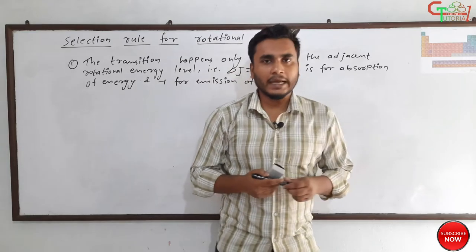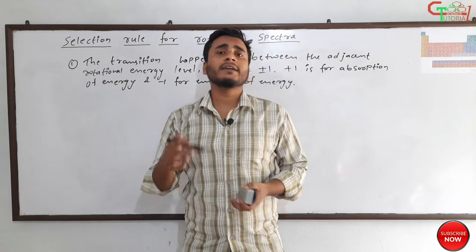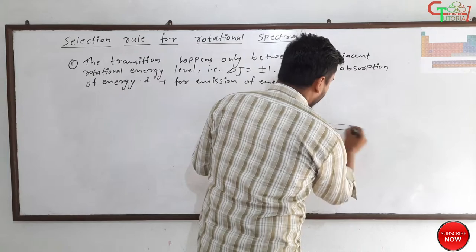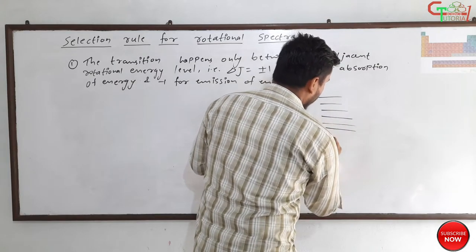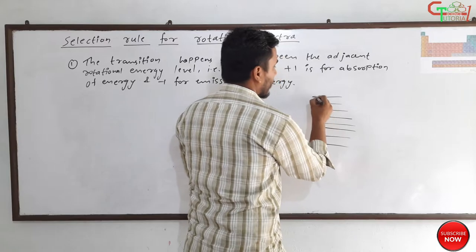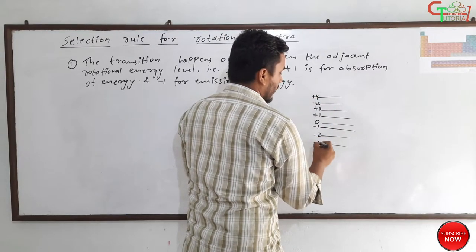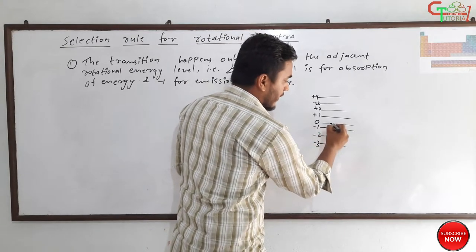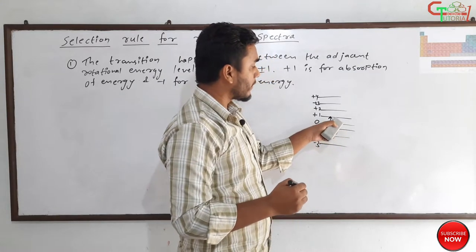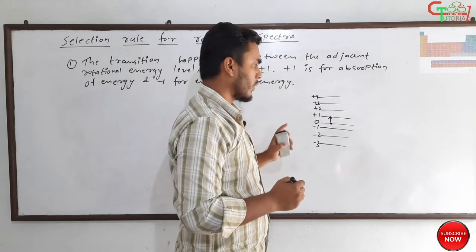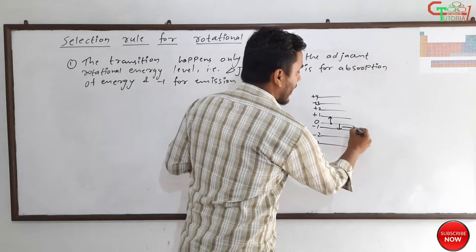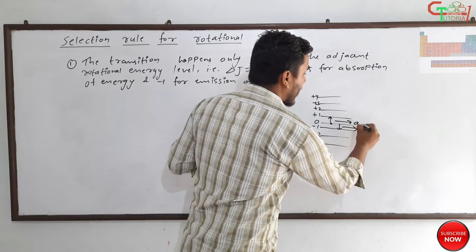So this rule is trying to say that the transition will happen only between the adjacent energy levels, that is adjacent rotational energy levels. We know that the rotational energy levels are like this, right? So let's consider this to be 0. So it will be plus 1, plus 2, plus 3, plus 4. Minus 1, minus 2, minus 3. First of all, the molecule will be here. Now, if it gets energy, then it will transit to plus 1 only. It will not go from 0 to plus 2. It will only go to plus 1. This is for absorption of the energy. Now, if it goes downwards like this, this is for emission, and this is for absorption of the energy.